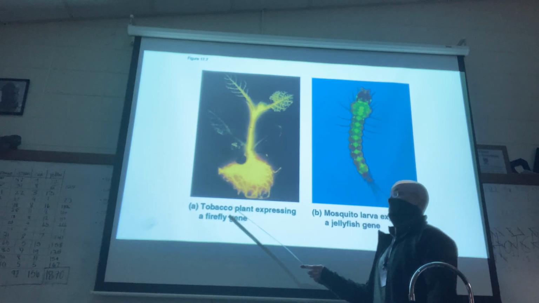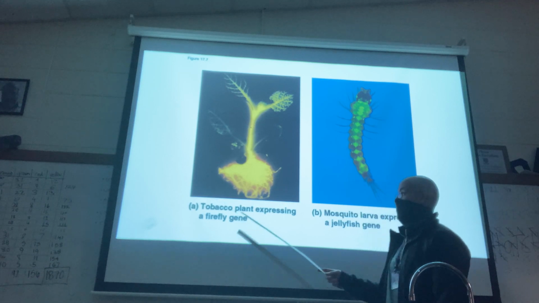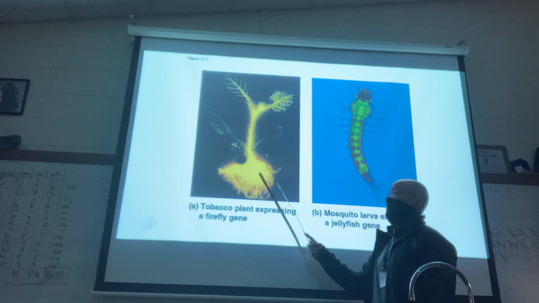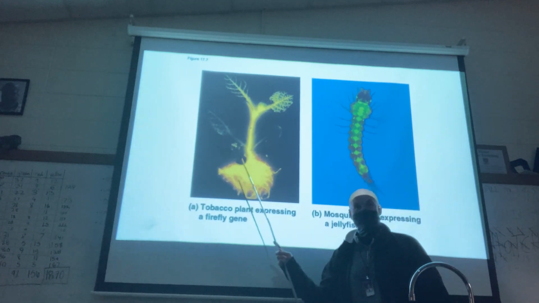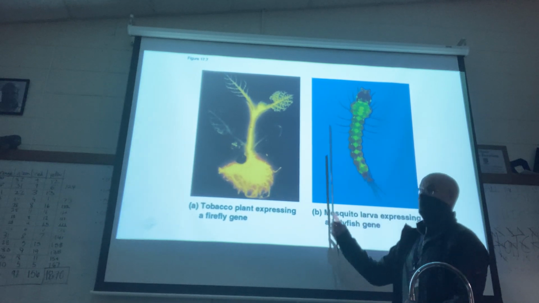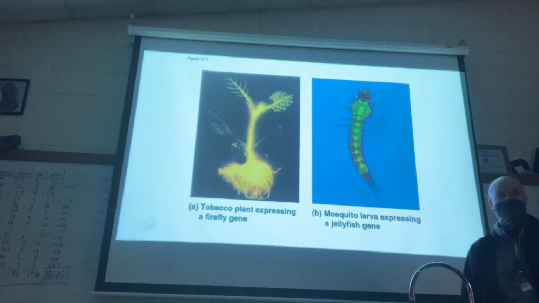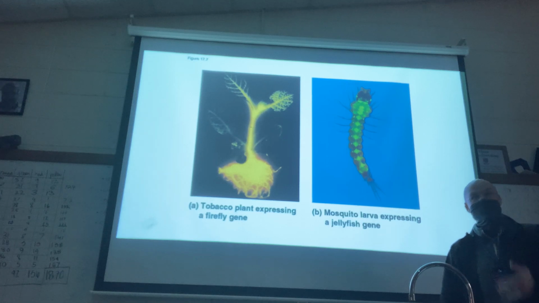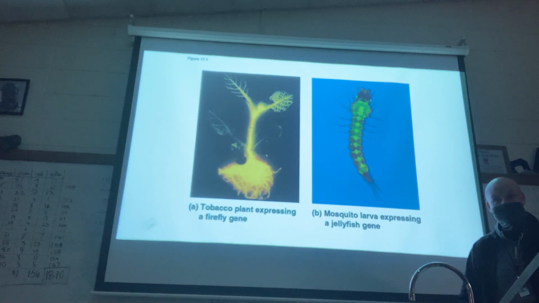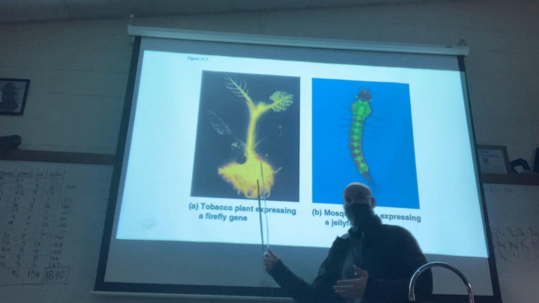Well, scientists 40 years ago were able to take that gene out and put it into the genome of plants, and you can grow plants that have this eerie yellow glow because they make the firefly gene. It's a plant expressing the gene of an insect.